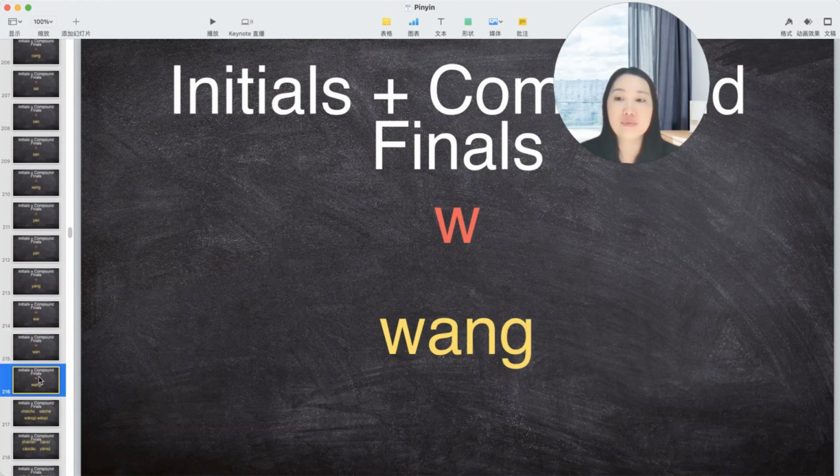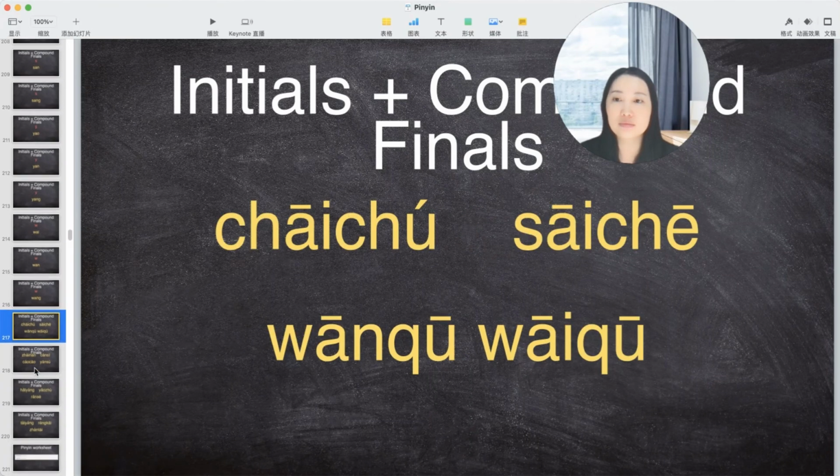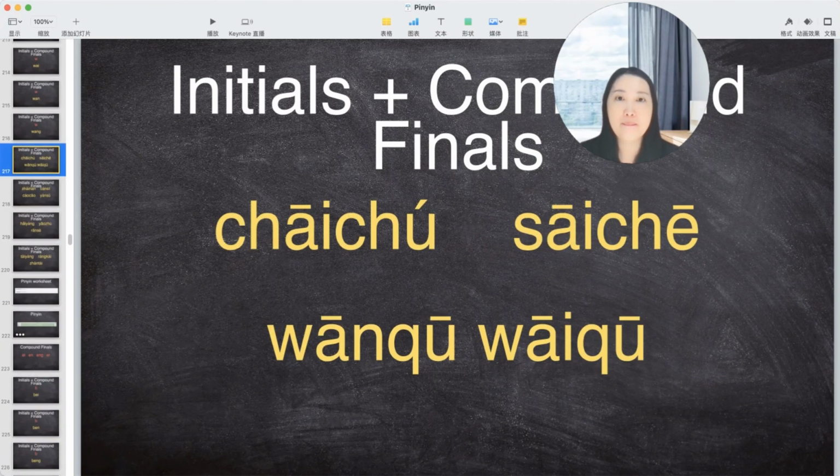u, uang, wang, wang. We will read several groups of vocabulary with the active tones. Please read along with me.